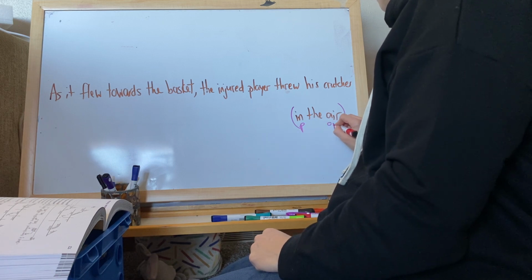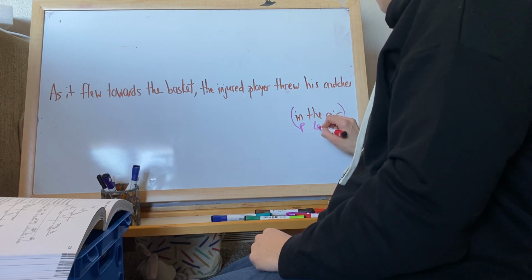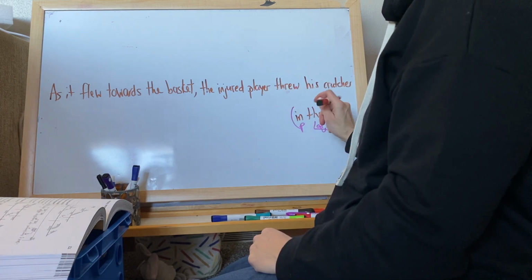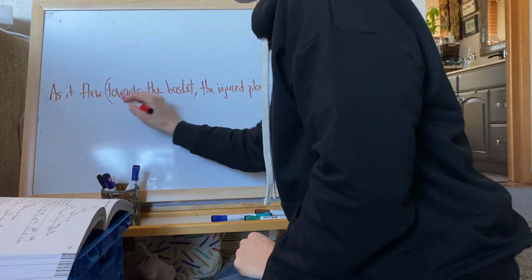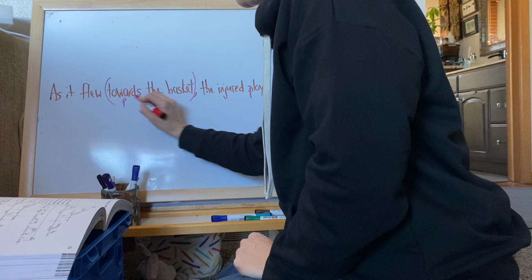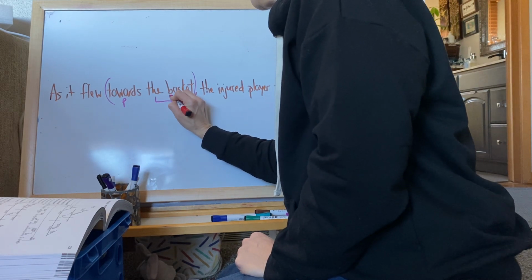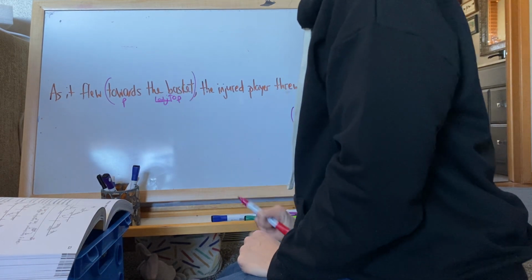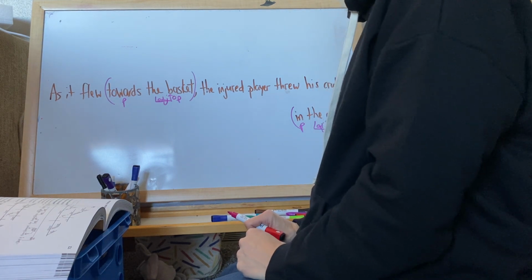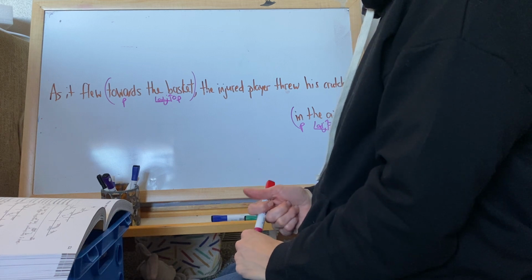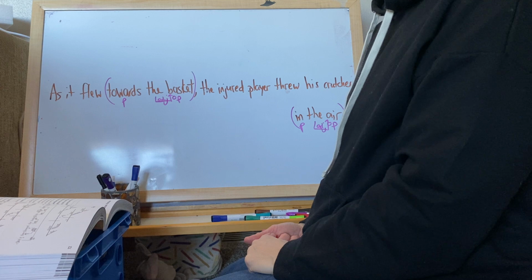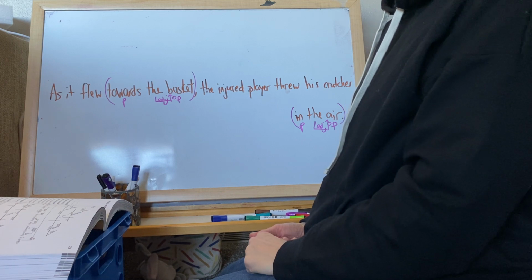Toward the basket. Through his what? Toward the basket. Preposition, object of the preposition, adjective. Any clauses? No. Any clauses, Ezra? Thank you.